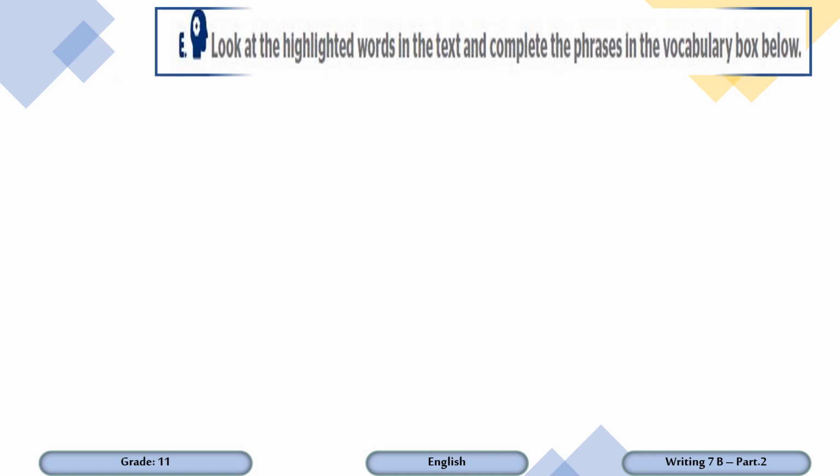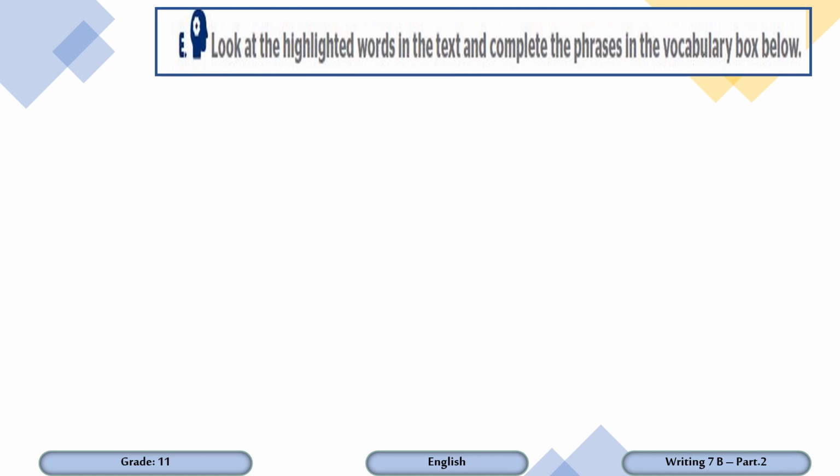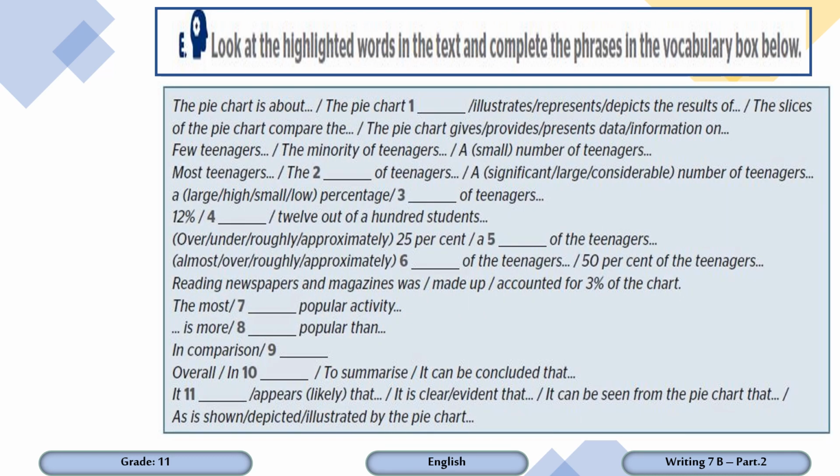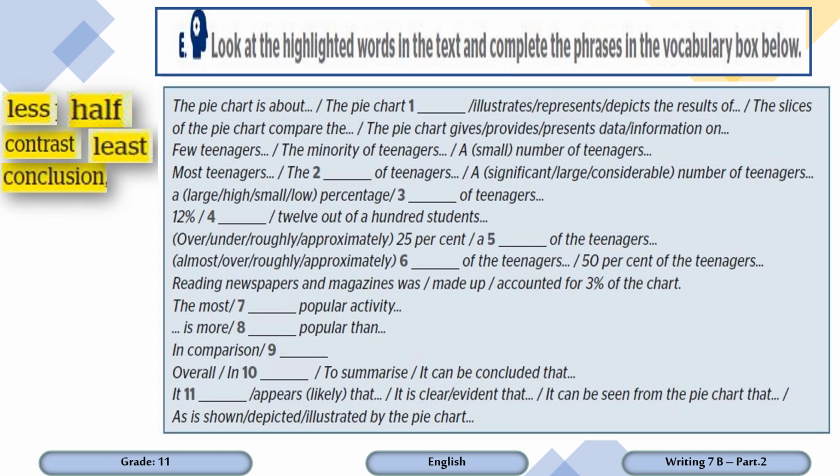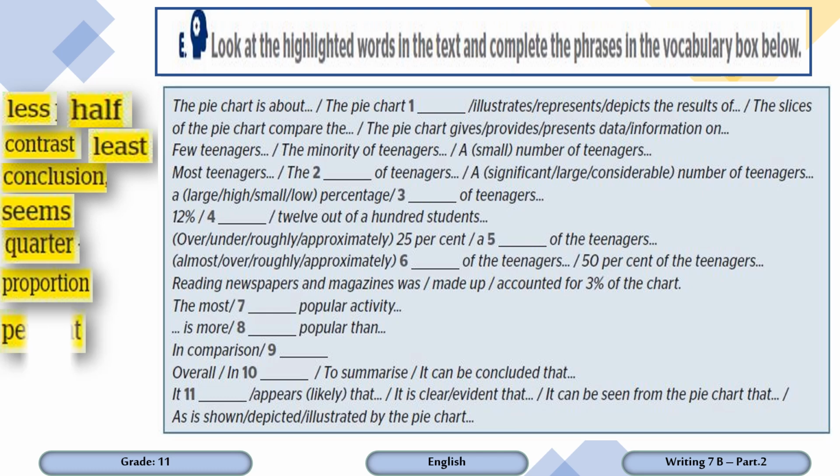Dear students, please make sure that you are opening your students' books on page 109, exercise E. So, look at the highlighted words in the text of exercise C, page 108 on the previous slide, then complete the phrases in the vocab box. So, let's remember the highlighted words together. Less, have, contrast, least, conclusion, seems, quota, proportion, percent, majority, and the word chose.